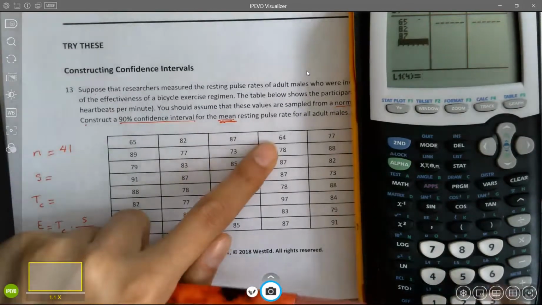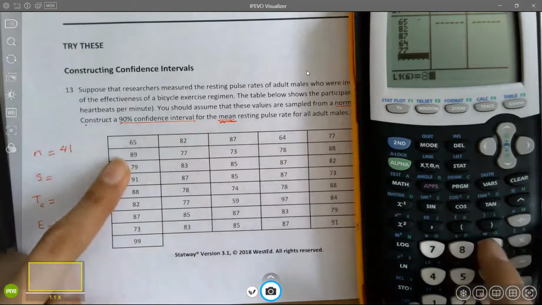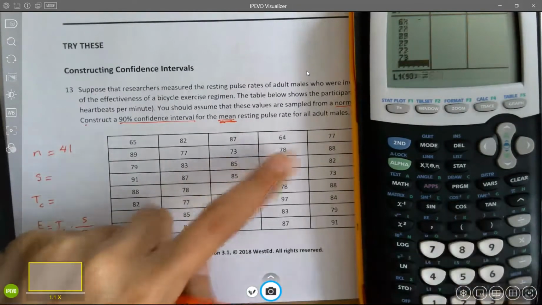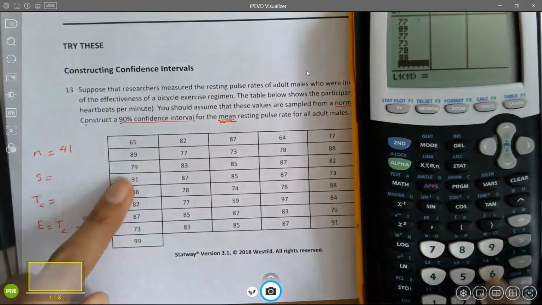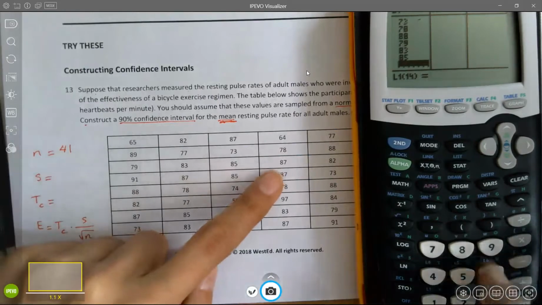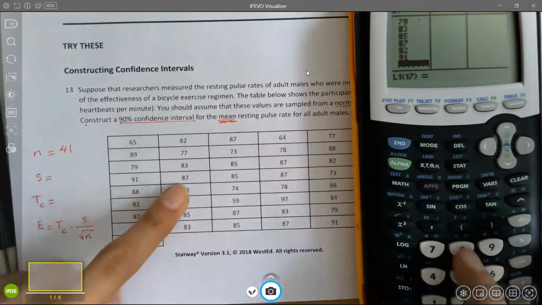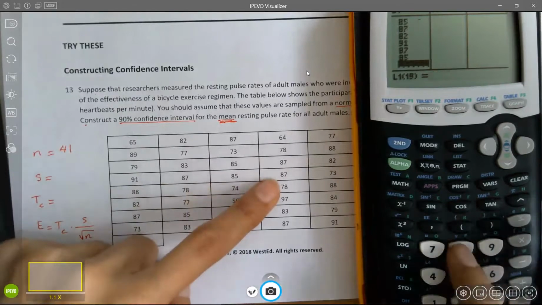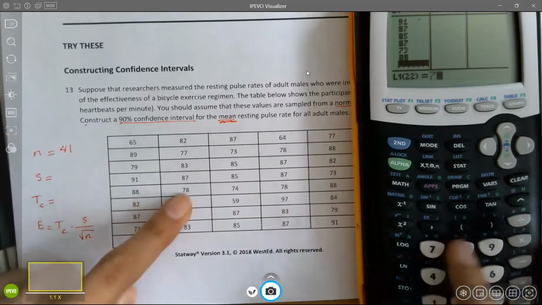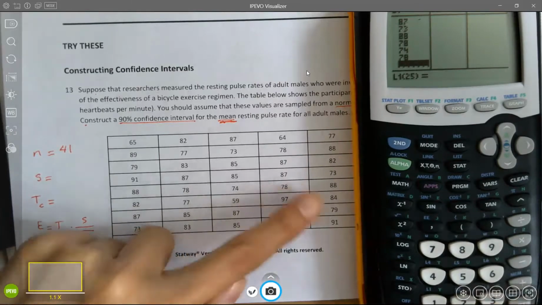87, 64, 77, 89, 77, 73, 78, 88, 79, 83, 85, 87, 82, 91, 87, 85, 87, 73, 88, 78, 74, 78, 88.